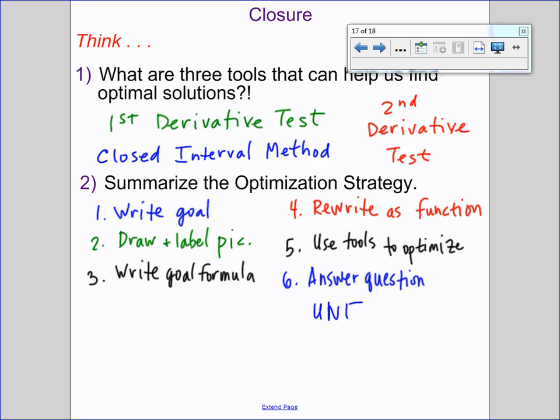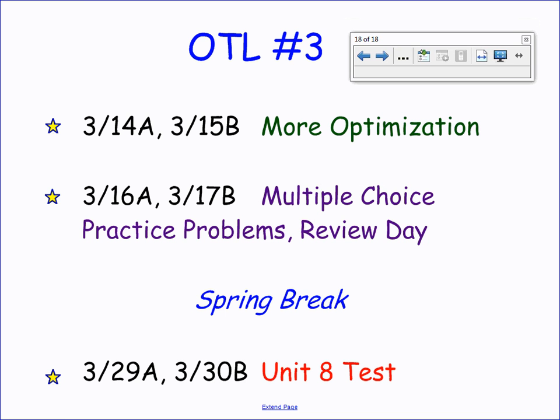Strong work, you guys. All right, so let's take a look at our schedule briefly. So here we are today, day 3, optimization. Next class period, this is Monday, Tuesday, we're going to look at more optimization. Thursday, Friday will be some review time. We're going to take a look at some multiple choice practice and have some review. We'll also take a look at some change of limits and some hodgepodge stuff to get us ready for the AP exam. And then we've got spring break, sandwiched in between our review and then our Unit 8 test.